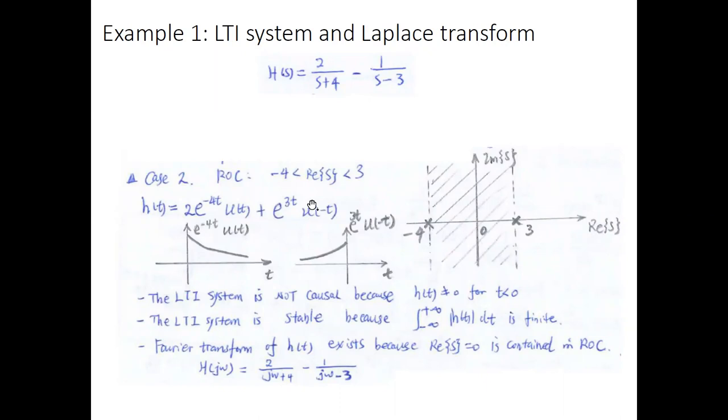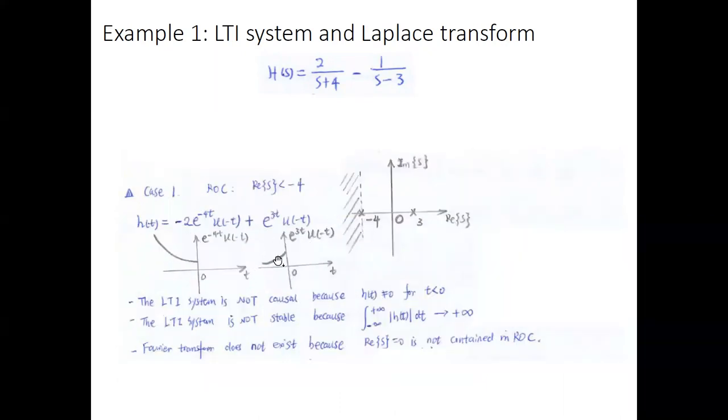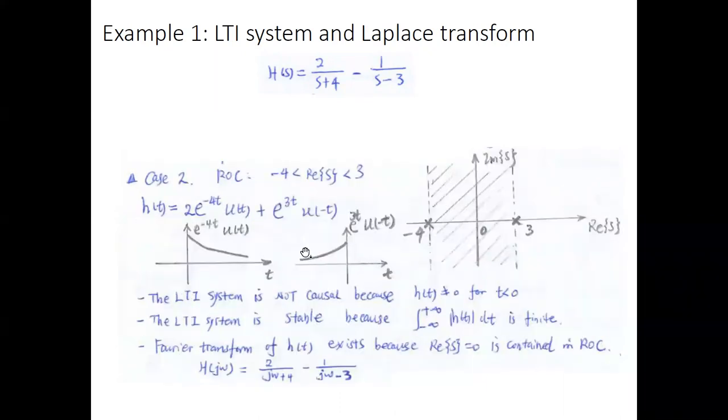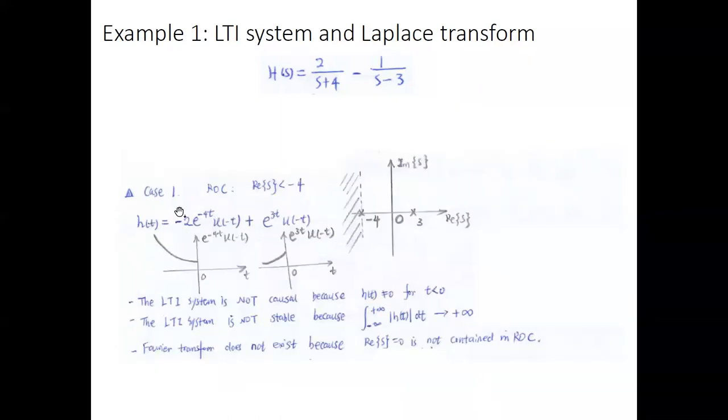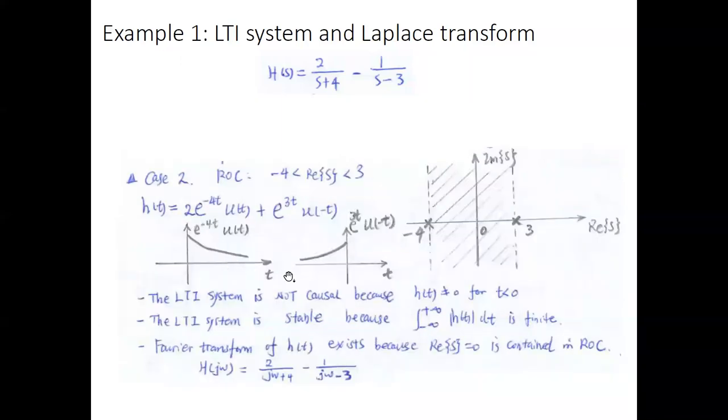And the plot is the same as the plot in the last figure for the second term. It's left side, which is increasing as t increases. But overall, the h of t here is different from the h of t in case one, because in case one, both terms are left side. In case two, the first term is right side, the second term is left side.